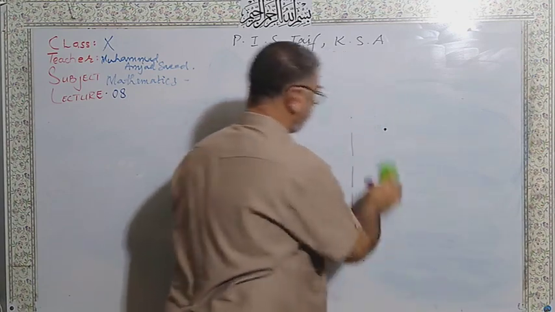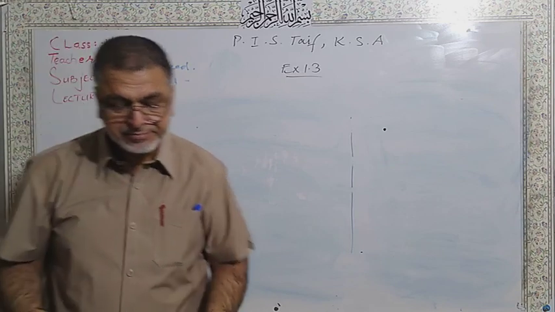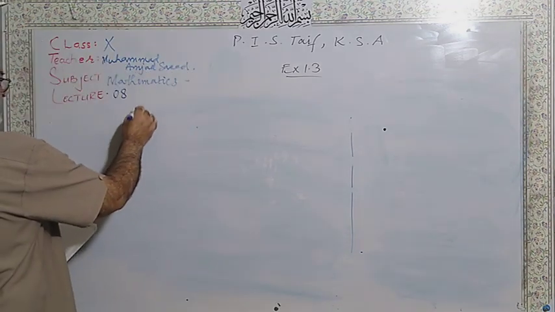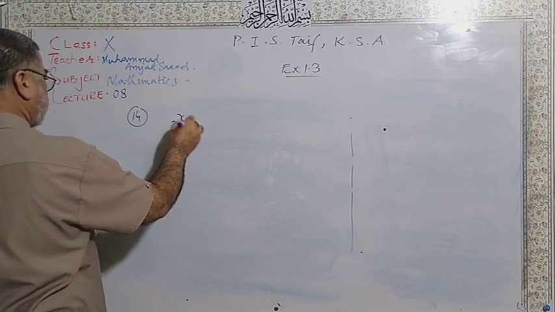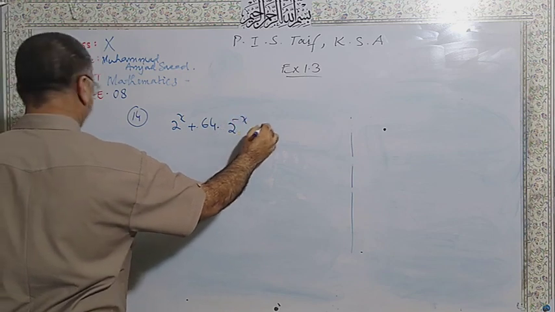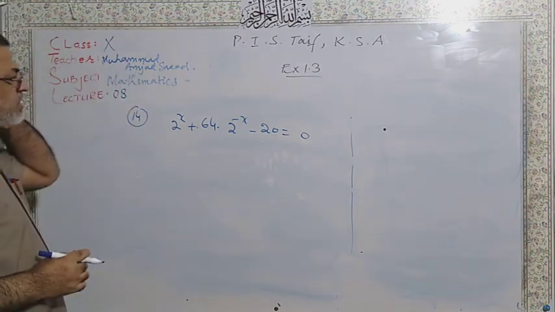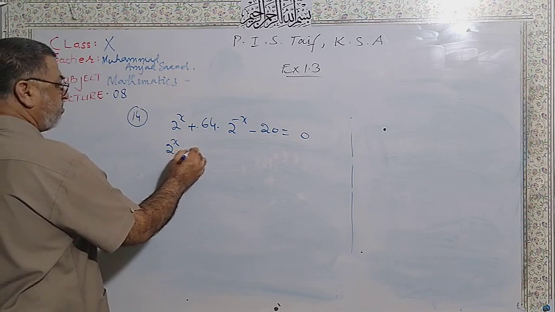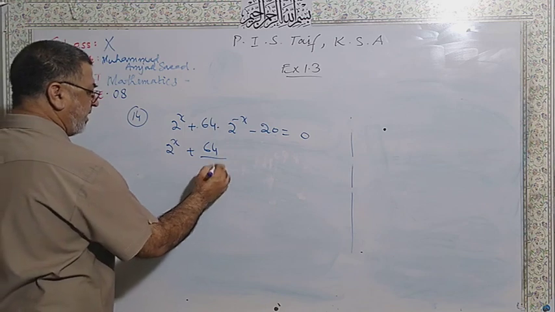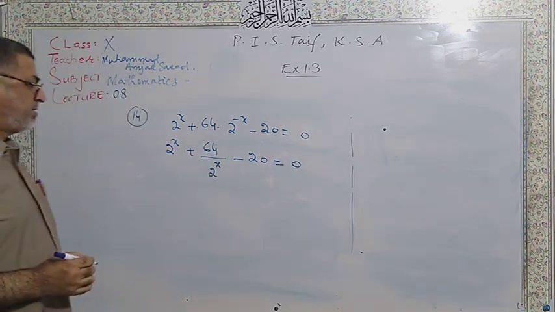After that, we have question number 14. 2 power x plus 64 into 2 power minus x minus 20 is equal to 0. Dear students, you can check 2 power x plus 64 and this is 2 power minus x. Bring it to the denominator, its power sign will change. It will become plus x.